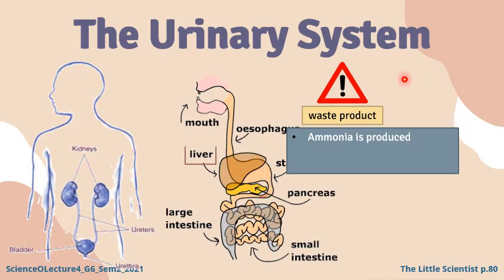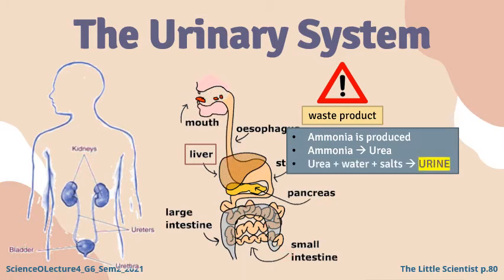The liver has a job now, which is this brown organ in here. The liver's job is to filter ammonia from your blood. So the liver filters ammonia from your blood and turns it into urea. This is what the liver does. Then the urea is taken to the kidneys. In the kidneys, the urea combines with extra water and salt to make urine.